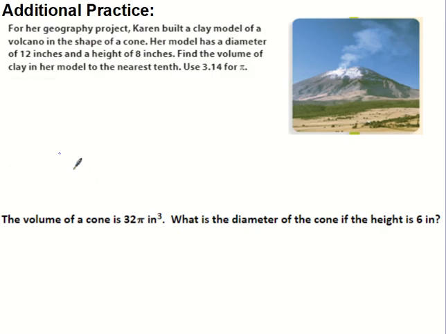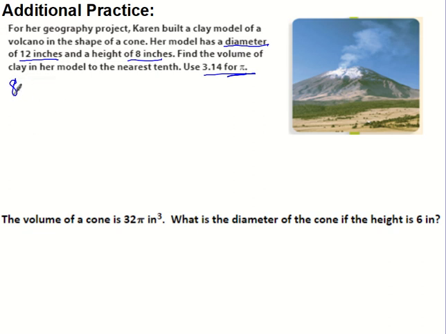All right, for her geography project, Karen built a clay model of a volcano in the shape of a cone. Her model has a diameter of 12 inches and a height of 8 inches. Find the volume of clay in her model to the nearest tenth. We're going to use 3.14 for pi. So this might be a good place for you to pause and see if you can do this on your own, right? Try it out.